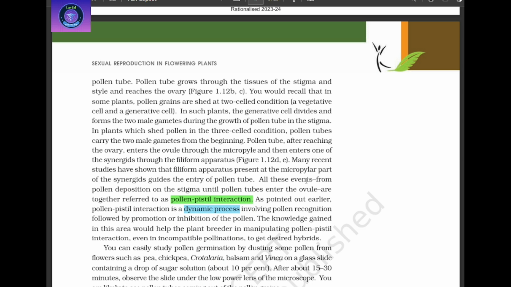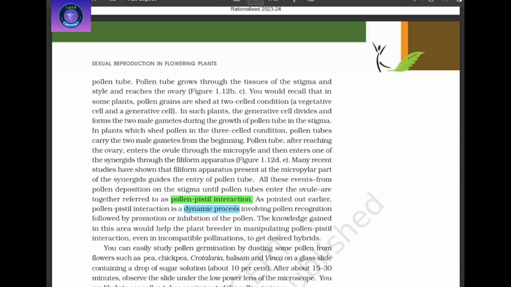Just listen to me very carefully and make notes of the points. Everything is done from this topic. All these events, from the pollen deposition on the stigma onwards, are referred to as pollen-pistil interaction. So whatever I taught you, all the events, please make a note of them. Write them in your board exams wherever you want. You will get full marks out of 4 in pollen-pistil interaction. No need to mug up these concepts.